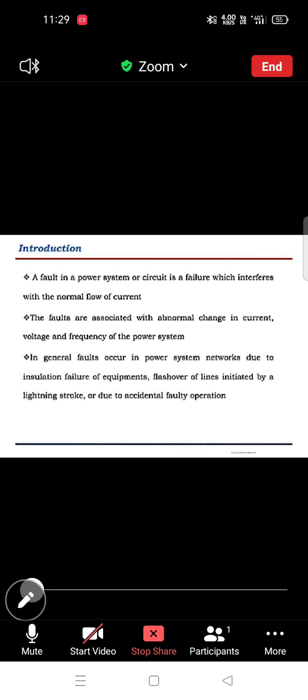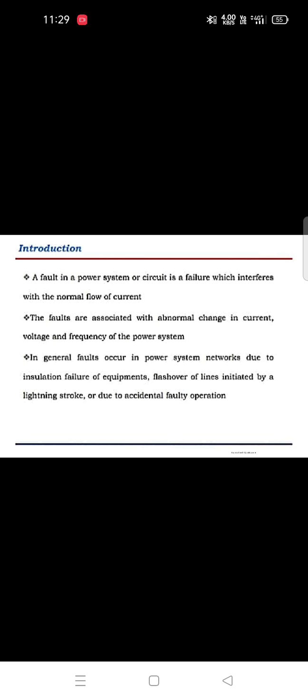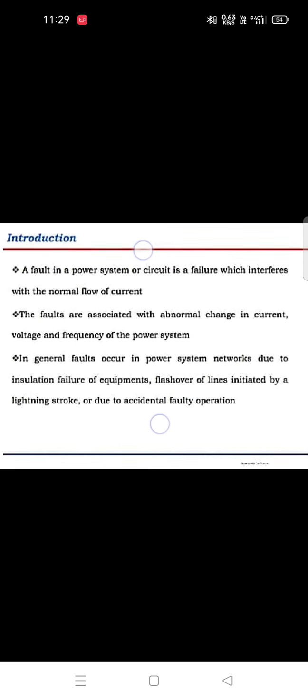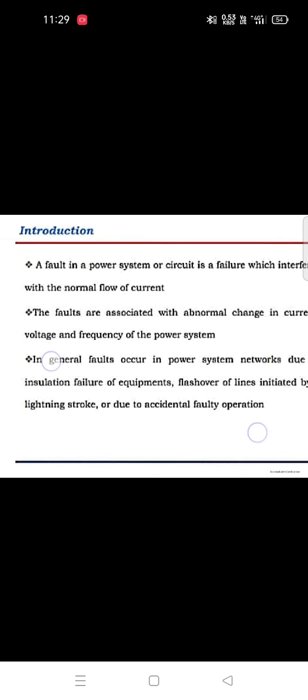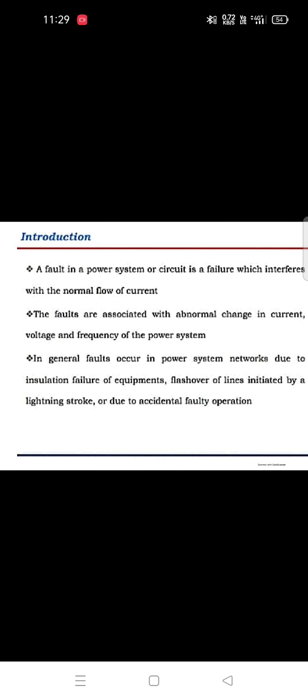So, a fault in a power system or circuit is a failure which interferes with the normal flow of current. The faults are associated with abnormal change in the current, voltage, and frequency of the power system. In general, a fault occurs in a power system network due to insulation failure of equipment, flashover of lines initiated by a lightning stroke, or due to accidental faulty operation.